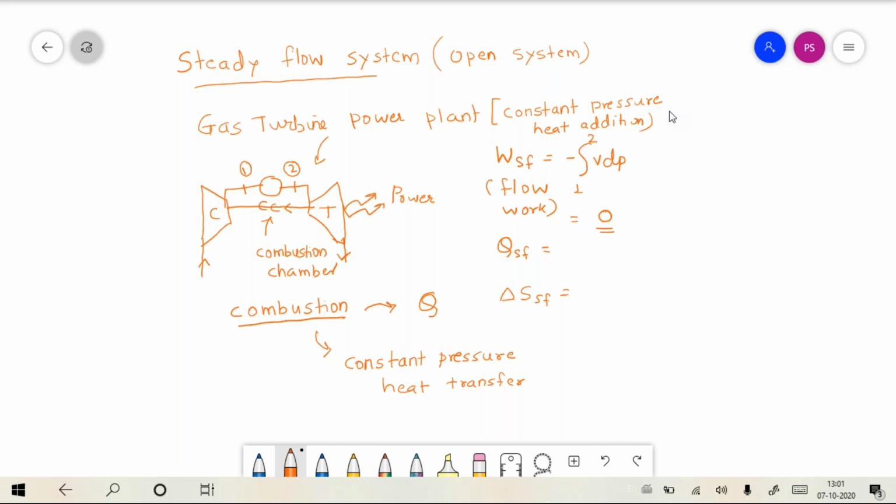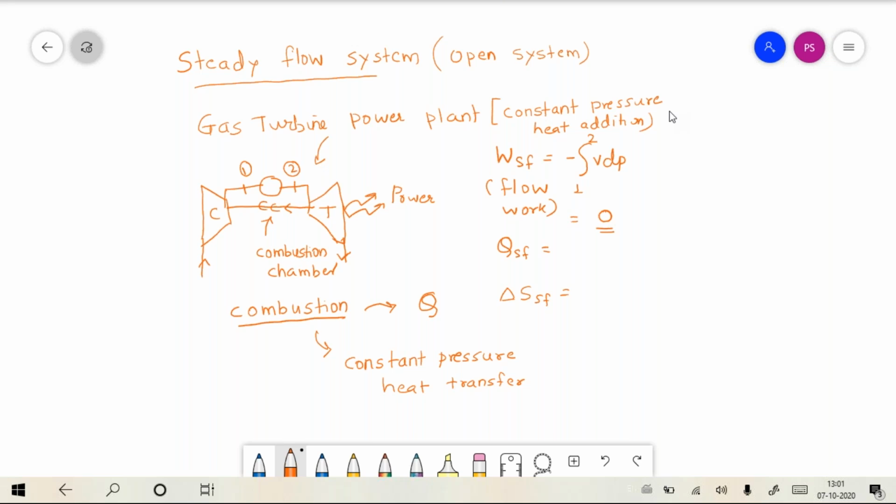But it is an open system, and we are idealizing it as a steady flow system. So for this process of constant pressure heat addition, when the system involves an ideal gas as the working fluid in an open system, the steady flow work is zero. Then what would be the expression for the heat transfer now?